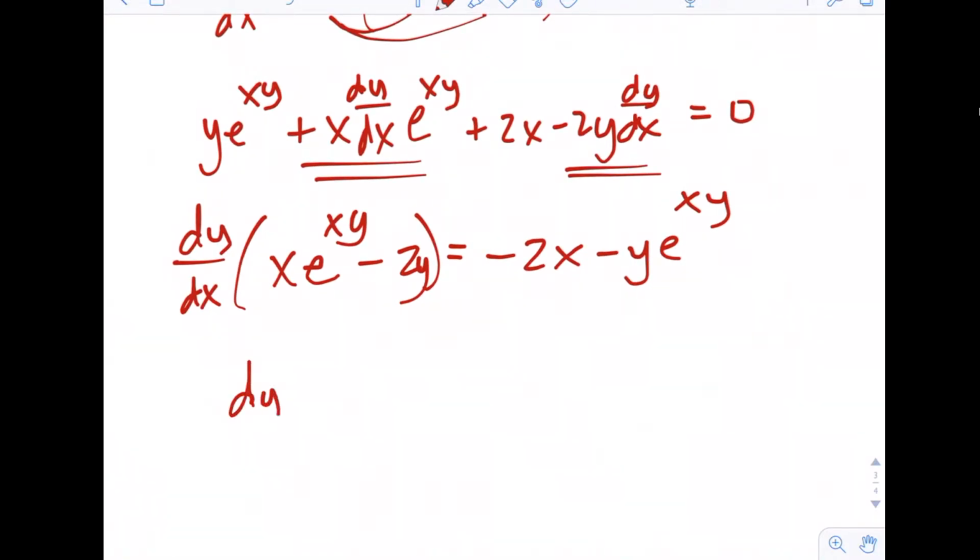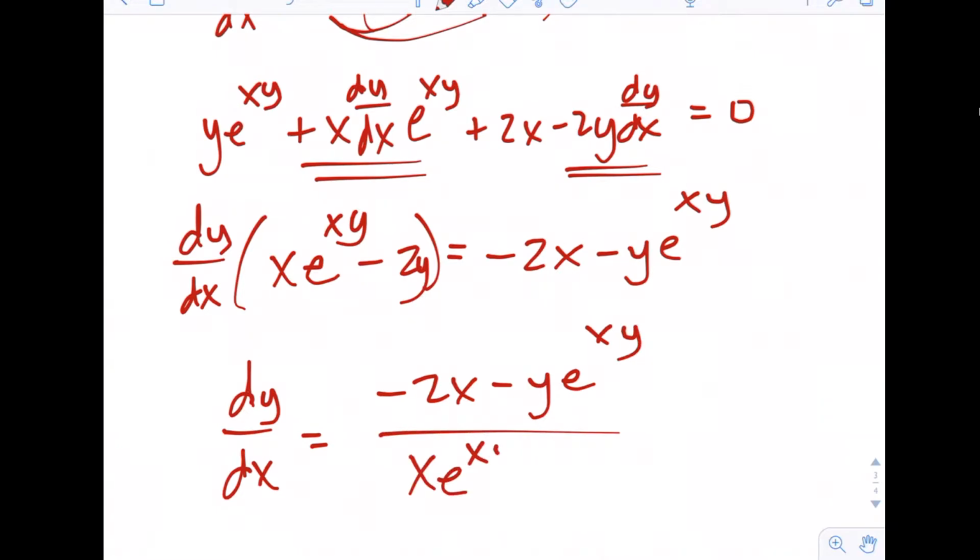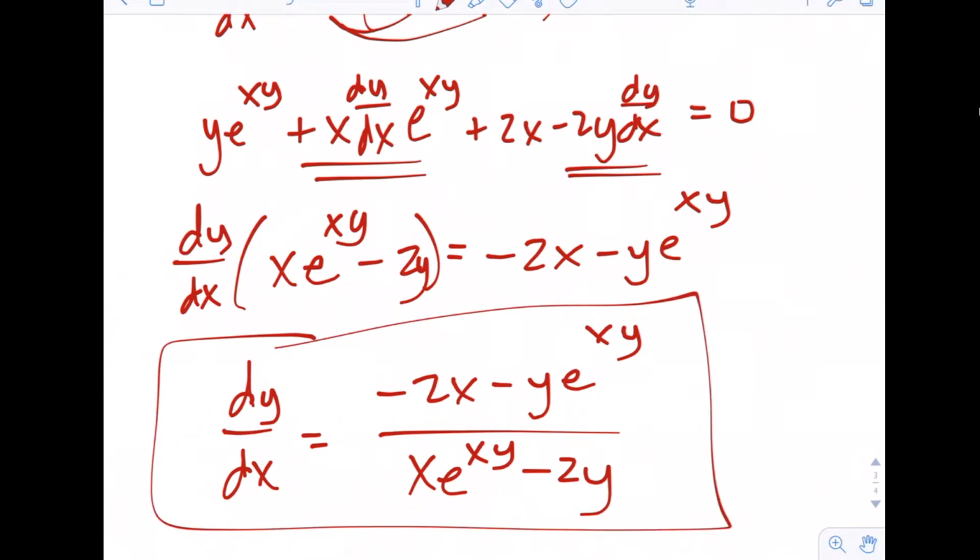And now we just divide through by that entire blob, and you end up with negative 2x minus y e to the xy all over x e to the xy minus 2y. And that right there is not a bad final answer. Notice it still requires both x and y. So just because we can't solve for y doesn't mean we can't take the derivative and then solve for dy dx.